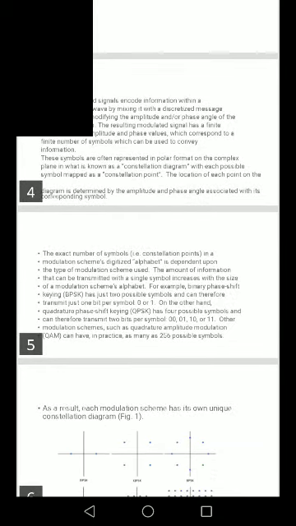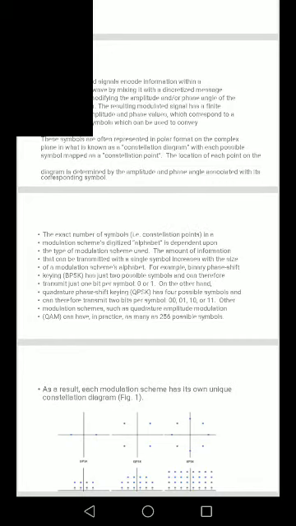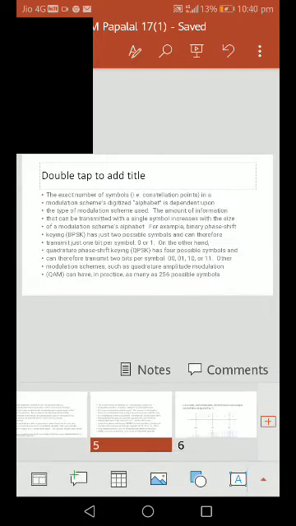These symbols are often represented on the complex plane in what is known as a constellation diagram, with each possible symbol mapped as a constellation point. The location of each point on the diagram is determined by the amplitude and phase angle associated with the corresponding symbol. The exact number of symbols, or constellation points, in the modulation scheme's alphabet depends upon the type of modulation scheme.